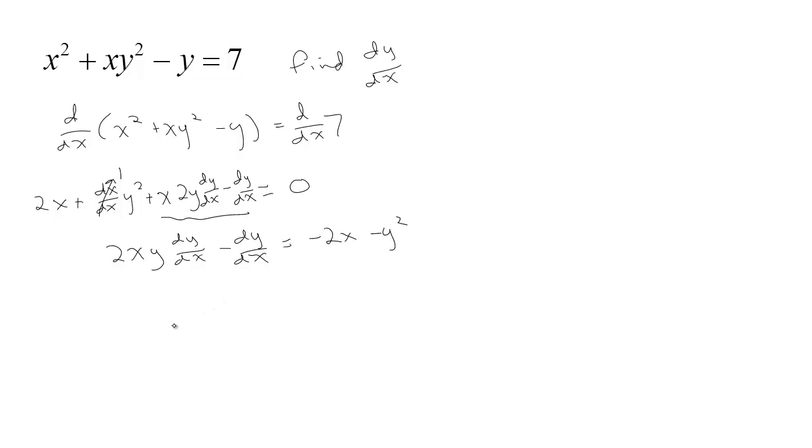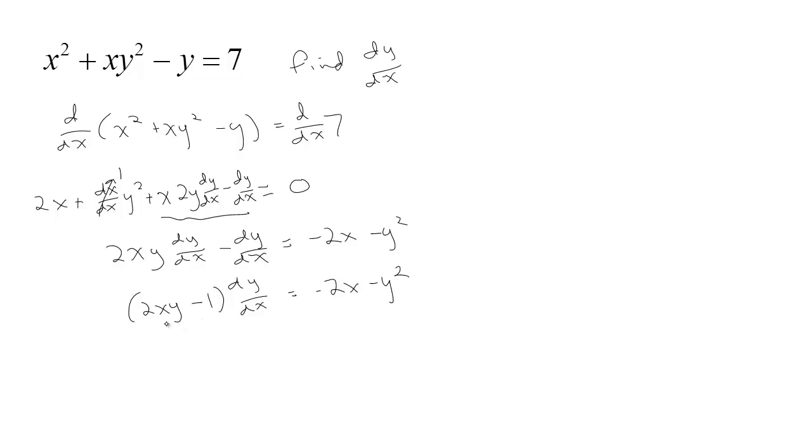Now here's a little trick. You've probably seen it before. I have dy/dx multiplying 2xy and also multiplying negative 1. So why don't I factor it out? And then I'll have 2xy minus 1 times dy/dx. Now, if you're not sure about that, just distribute back in and make sure it's the same thing. If I take dy/dx times 2xy, I get that. When I take dy/dx times negative 1, I get negative dy/dx. These must be the same thing, because when I distribute, I get back to where I was.